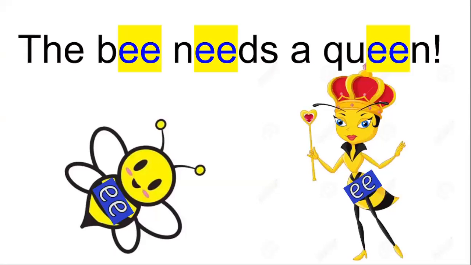Now, we can look at when we use the EE to spell the E sound. And we have a sentence we can remember. The bee needs a queen. Can you repeat that? The bee needs a queen. And these words use the EE to spell the E sound. Okay? The bee needs a queen.